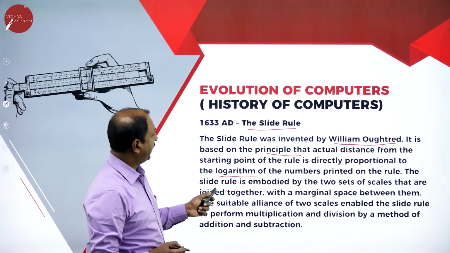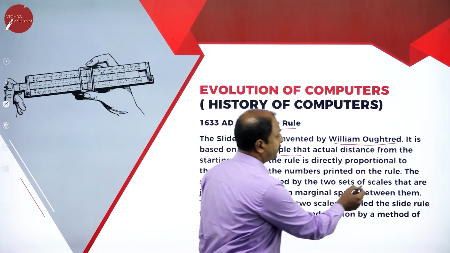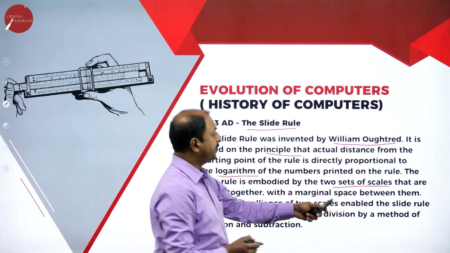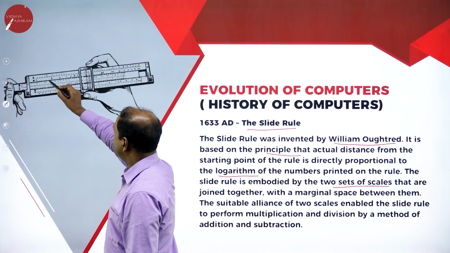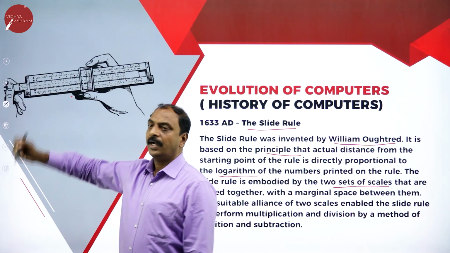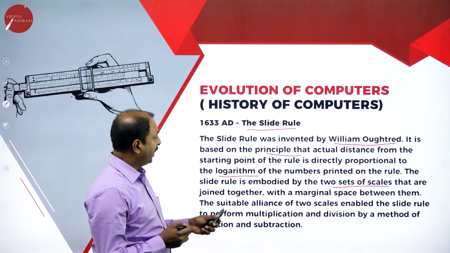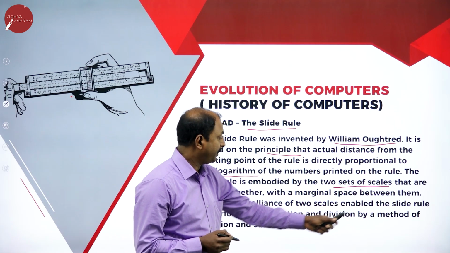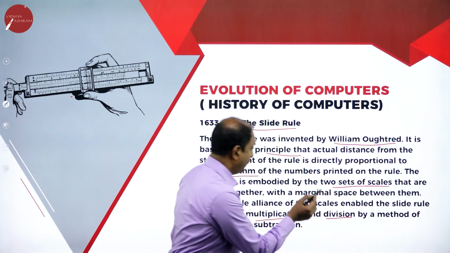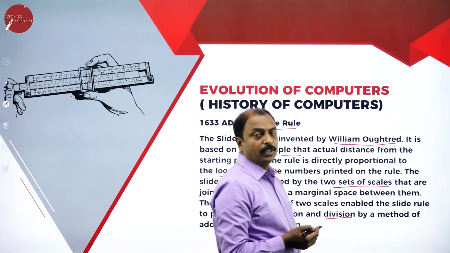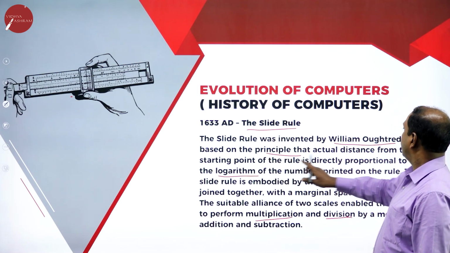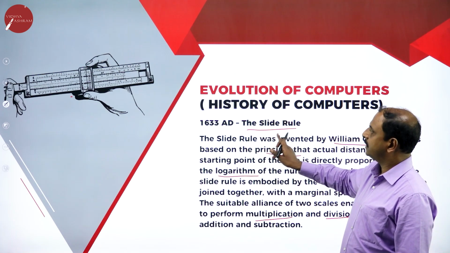Now here, this slide rule is embodied by 2 sets of scales. There are 2 scales that are joined together with a marginal space between them. Here's one rule, another scale or rule, and there is a marginal space between them. And the suitable arrangement of 2 scales enables the slide rule to perform multiplication and division by the method of addition and subtraction. So this is the slide rule, invented by William Orchard.